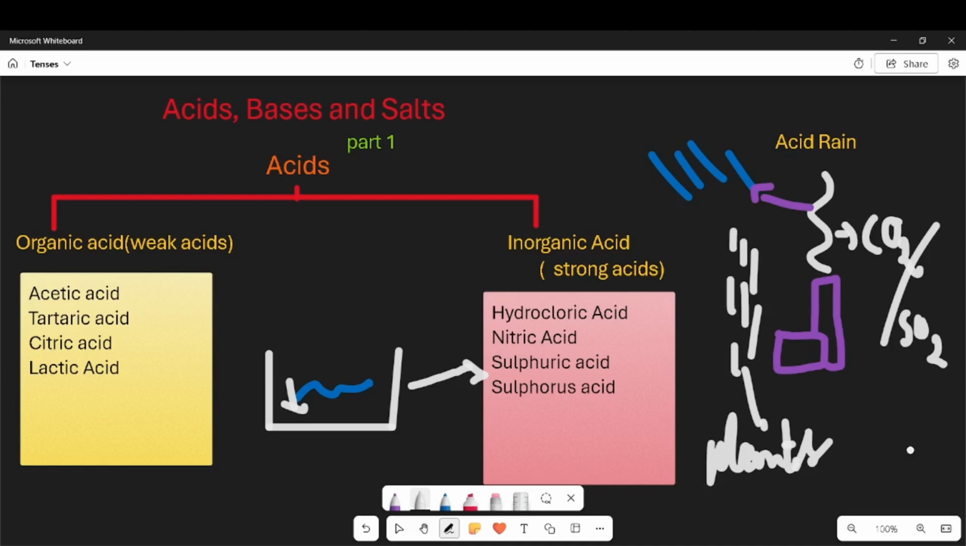Acid rain damages metal structures like steel bridges when it falls on them. Since strong acids are corrosive, they may destroy the metal. Acid rain damages the surface of buildings and monuments made of stone, and makes it a little dangerous to move in and out of those monuments. So that is about acid rain.